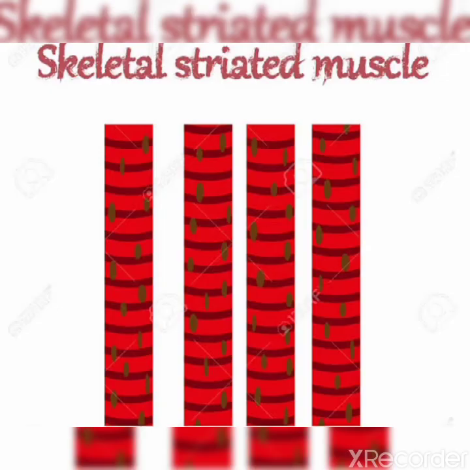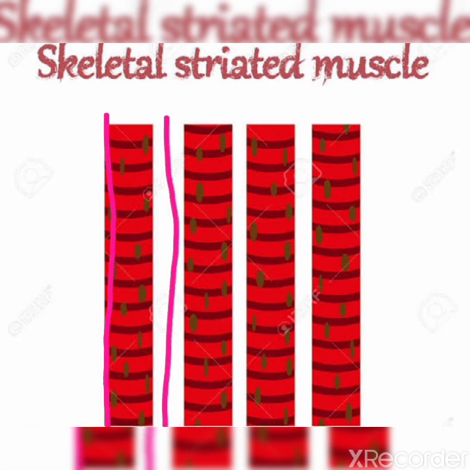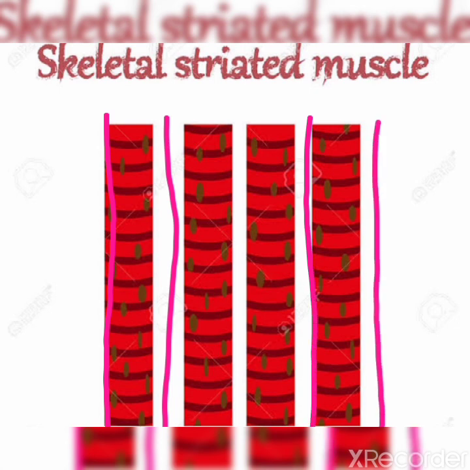Let's see the structure of voluntary muscles. The cells of these muscles are long and cylindrical. You can see in the figure, long and cylindrical, with many nuclei. In the figure you can see these nuclei. So many nuclei are present.